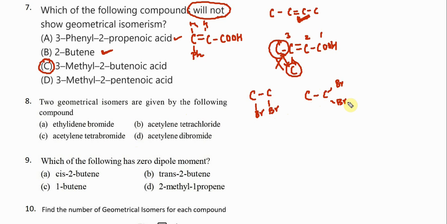We will see this in alkanes. Ethylene means the atoms are on neighboring carbons. Okay, this is called vicinal. This is called geminal. We will see geminal and vicinal later, but this is what ethylidene means. Ethylidene bromide.